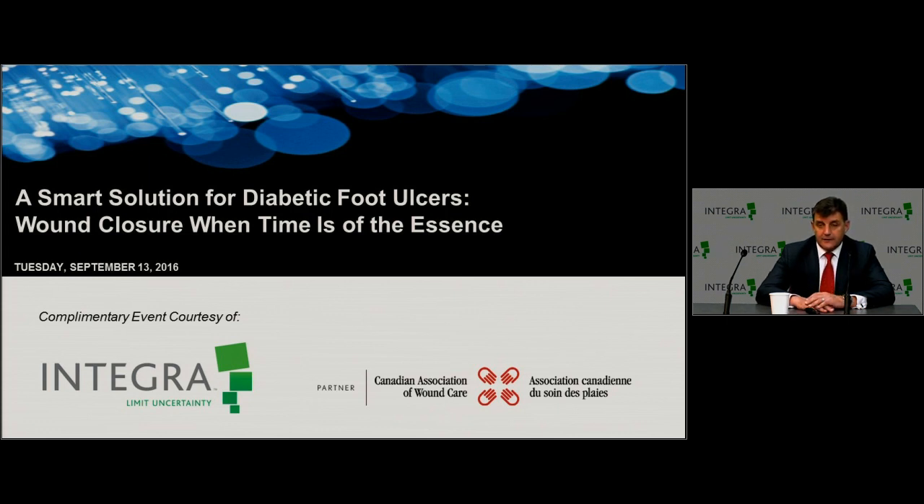But ideally, if I had my druthers, total contact casting put on by the right people in conjunction with IDRT therapy, in conjunction with patients having very aggressive control, probably with an endocrinologist as part of the team, with the goal of a hemoglobin A1C of 8 or less. And if we could do that with all our patients, we'd start hitting 95, 96%. But we're not doing that.